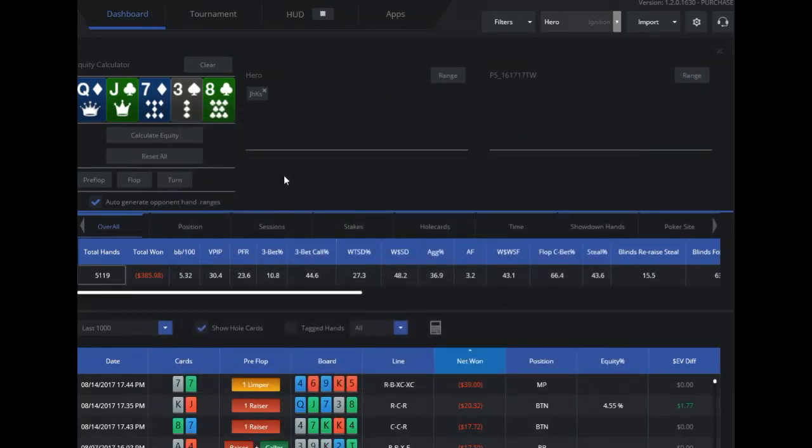So that's super helpful in my opinion, and it makes post-session analysis, which should be your first leak busting step, very easy, very simple, very straightforward to do. There's not any other tools out there that allow you to do that quickly and easily.